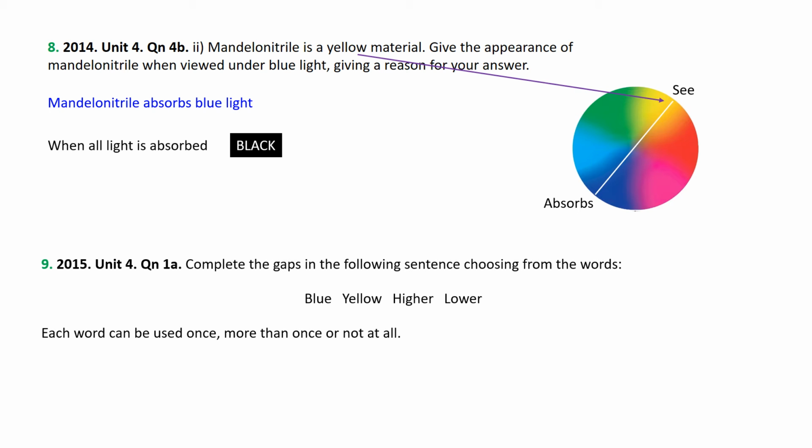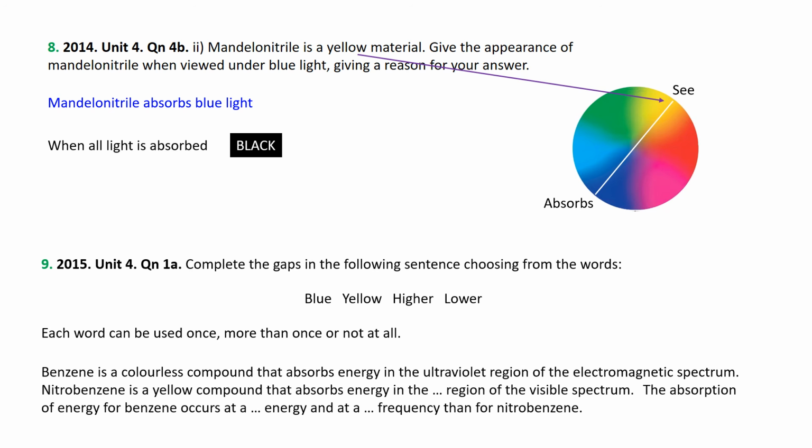Same idea here. Complete the gaps in the following sentence, choosing from the words blue, yellow, higher and lower. Benzene is a colourless compound that absorbs energy in the ultraviolet region of the electromagnetic spectrum. Jolly good. Nitrobenzene is a yellow compound. Well, if we see yellow, that means that it absorbs blue. Now, the absorption of energy for benzene occurs at an energy and frequency higher than that for nitrobenzene. Well, benzene is ultraviolet. Nitrobenzene absorbs in the visible. Ultraviolet has a higher energy and a higher frequency than the visible.